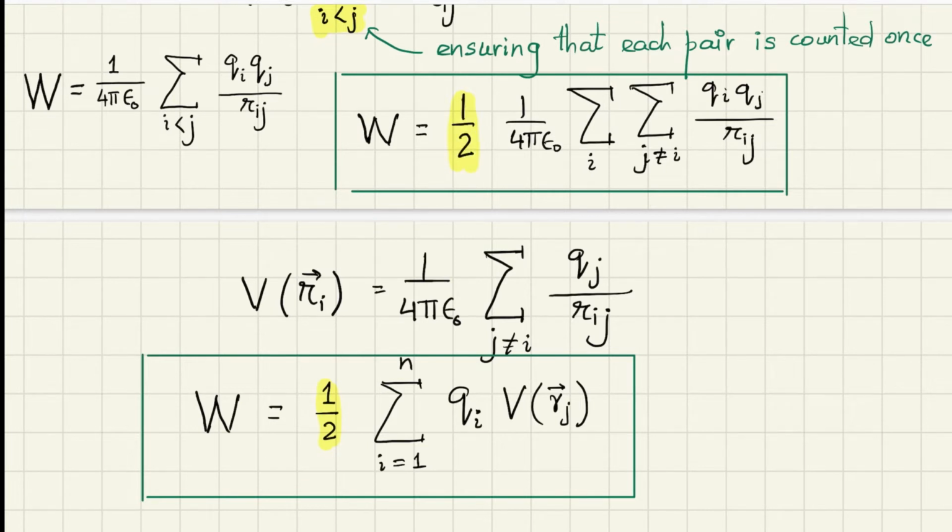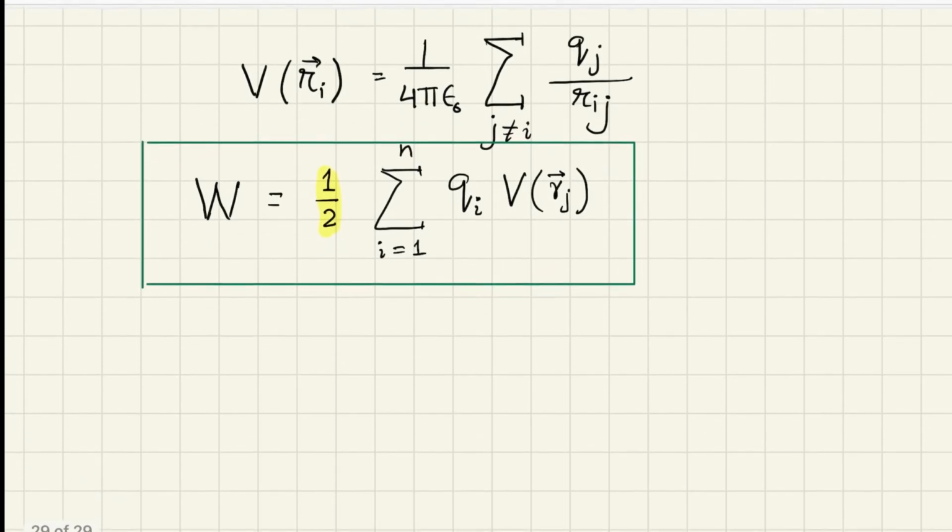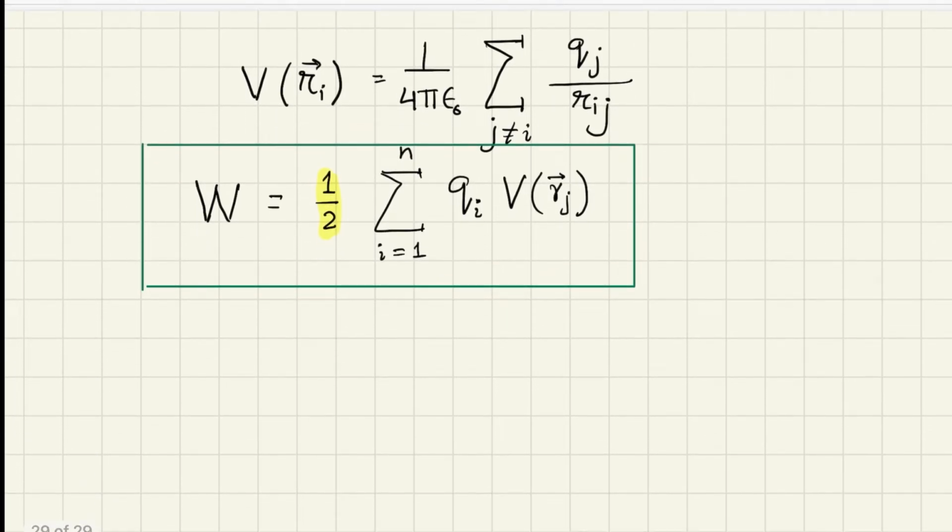Now this is for discrete charges, but it is easily generalizable to a continuous charge distribution also. So for continuous charge, what will it be? W is half, the integral of V dq. That's the energy stored in the charge distribution.